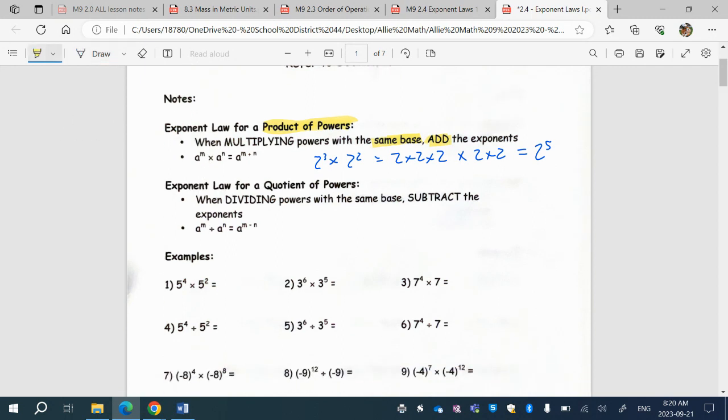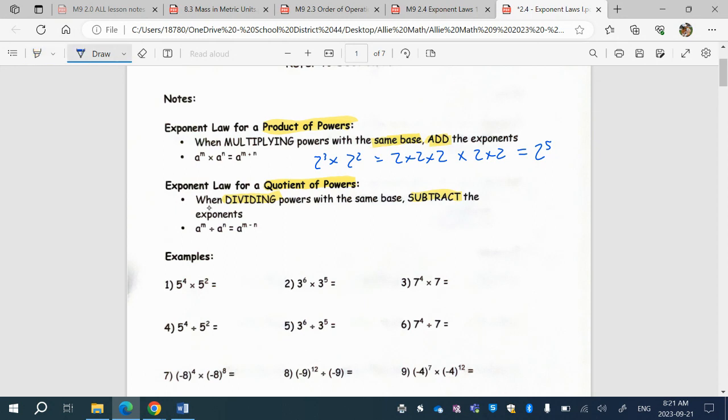So the exponent law for the quotient of powers, this is when we're dividing. Remember, quotient is the result of dividing. So when dividing powers with the same base, subtract the exponents. So if we have a to the power of m divided by a to the power of n, it's the same as a to the power of m minus n.